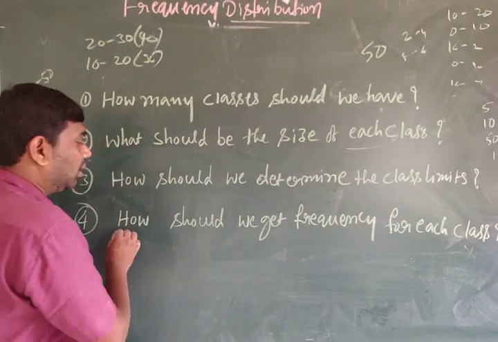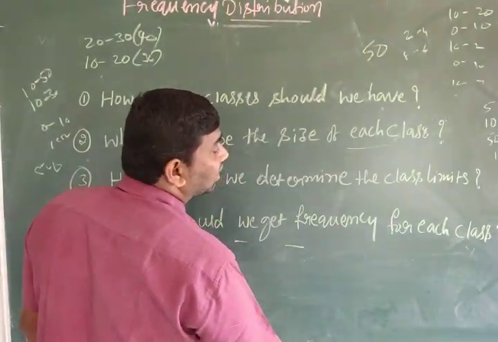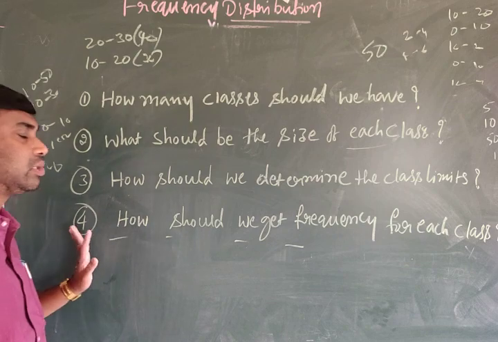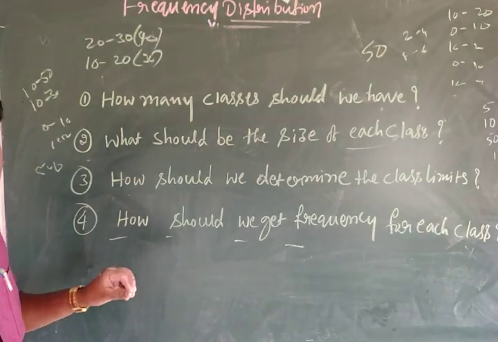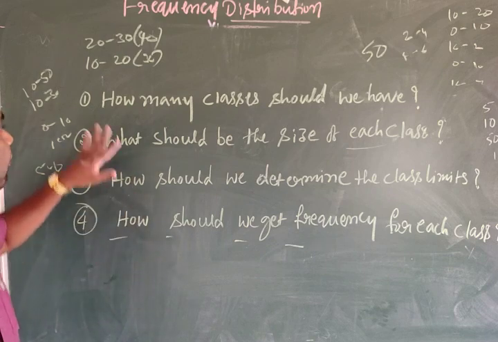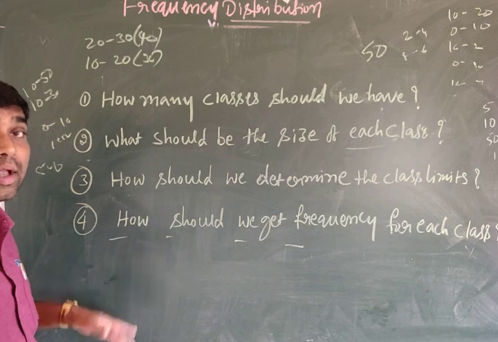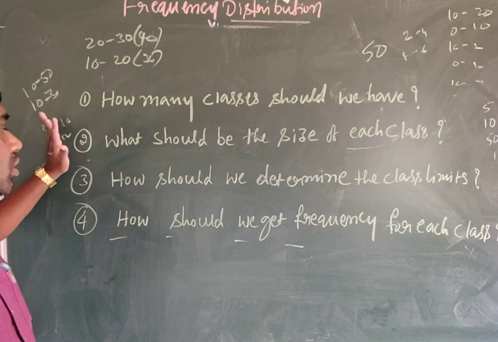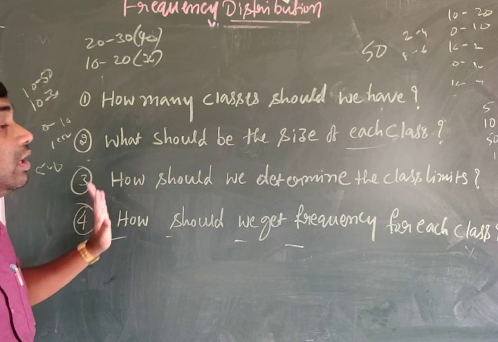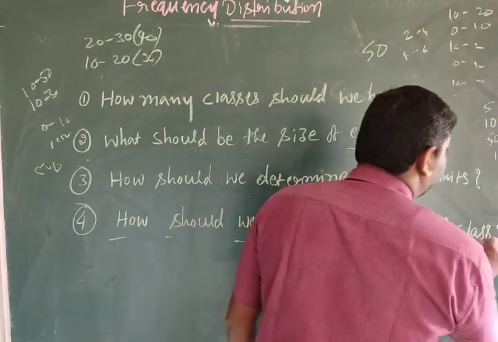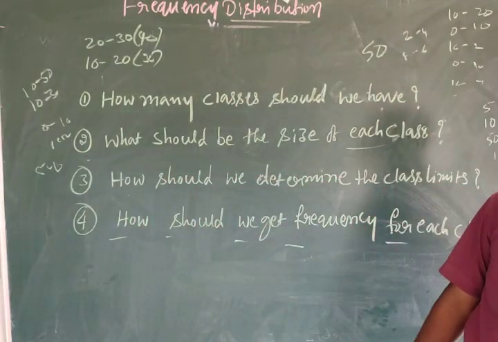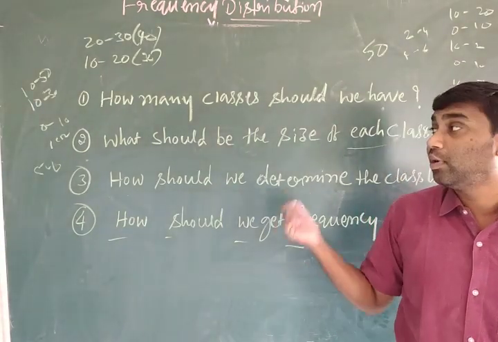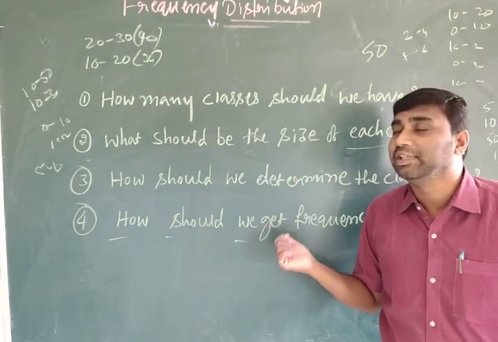Then the last question is, how should we get the frequency for each class? This is also very important for preparing a frequency distribution. For all these questions, we will discuss one by one in the next classes. You understood? Frequency means the number of values in a particular class. How can we identify that? For all these questions, we have to identify the answers.